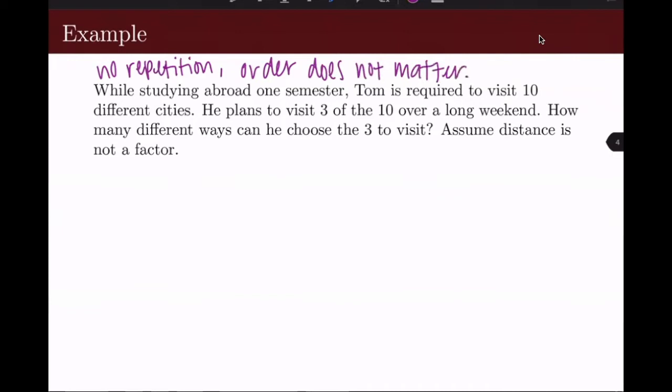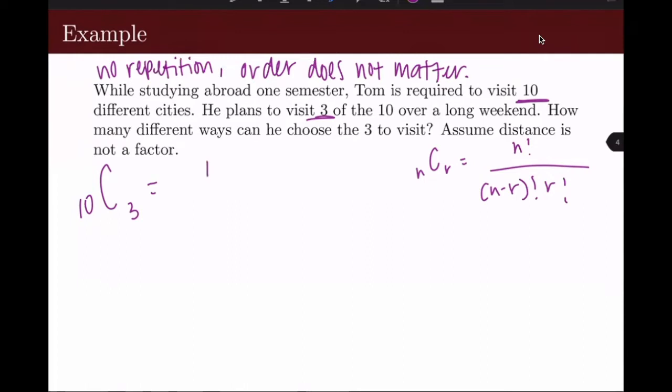So that's why it's a combinations problem. So we need our big C. We have 10 to choose from, and we are going to visit 3. And recall the formula, I'll write it over here. So we'll have our n is going to be 10 and our r is going to be 3. That's 10 factorial divided by 10 minus 3 factorial times 3 factorial.